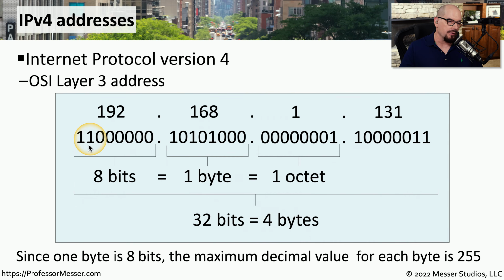If you were to convert this binary value back to decimal, you would see that 11000000 is 192. This also means if we have 8 of these bits and they're all set to 1, the maximum value would be 255. So any of these groups or octets can have a maximum value of 255.